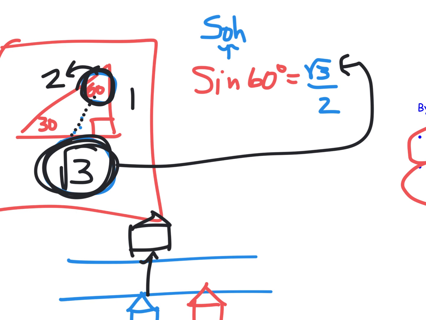Why? I just did the wrong one. A hypotenuse. Sorry, this one's the hypotenuse. Sorry. And the hypotenuse is this one, the longest side. This one would have been the adjacent side. Okay, so there's the 30, 60, 90 triangle.